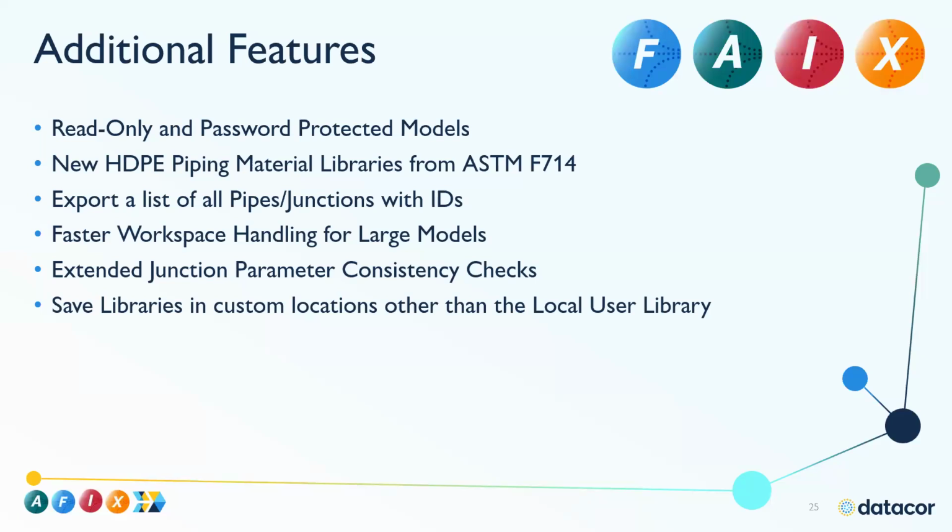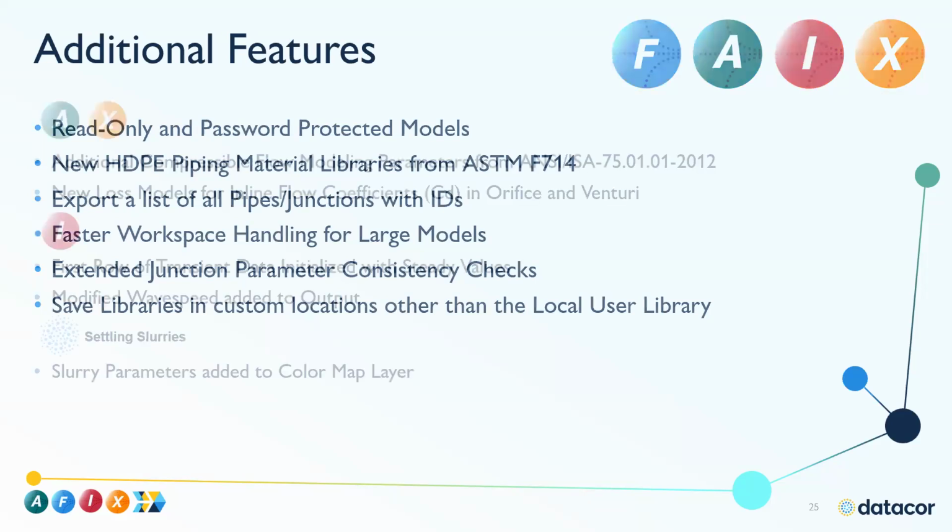We've extended junction parameter consistency checks, which means when you are specifying a junction, we've added more checks to verify that the information you entered is valid and ensure that more information is provided to you so that you can understand when you see a pop-up, here's why you're getting this pop-up, here's what still needs to be defined, here's what might be wrong. We've added the ability to save libraries into custom locations other than the local user library. So when you're creating custom libraries, you can now have better control over where those live and how they're accessed.